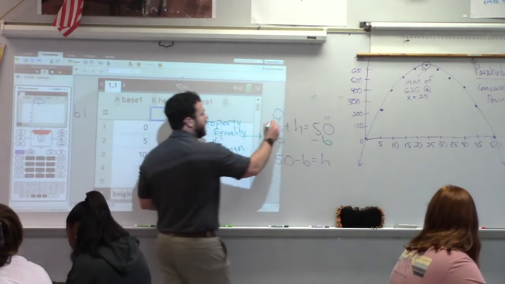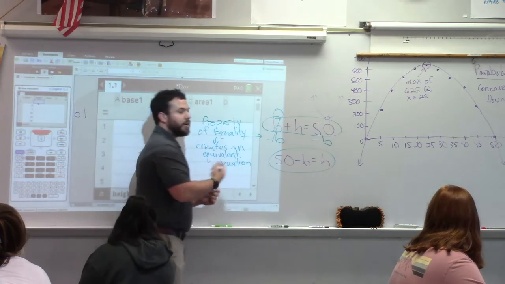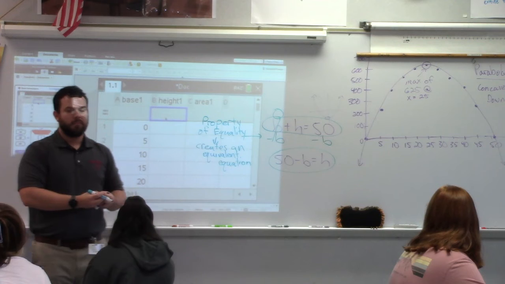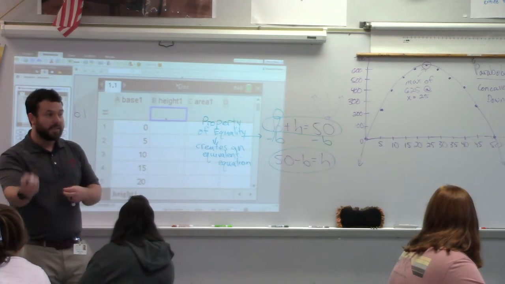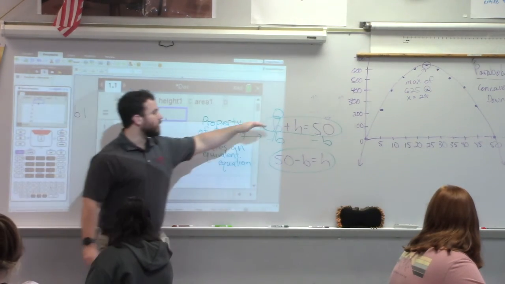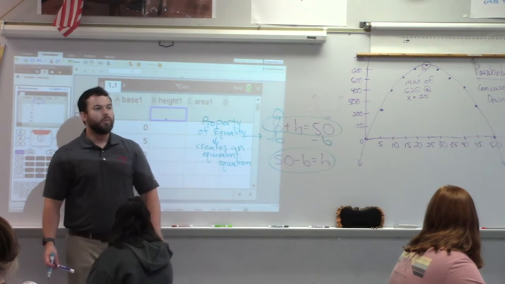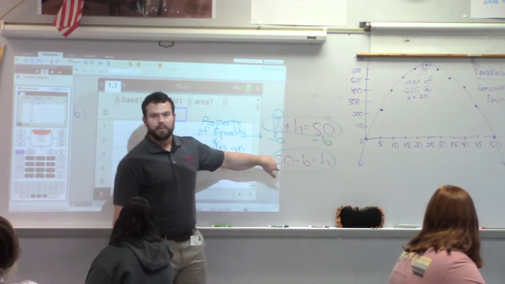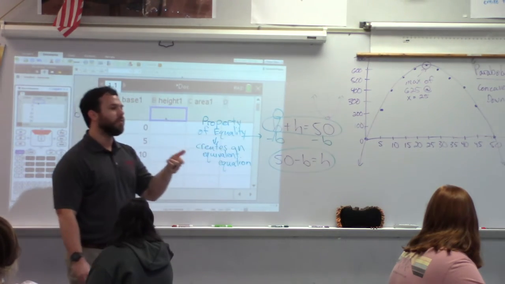Because here's the idea. Does B plus H equal 50 and 50 minus B equaling H, do those look exactly the same? No. Do they mean the same thing? Yes. That's the idea behind equivalent equations. They may look different, but they're telling me the same story in a different way, which is useful here because now I know height is exactly equal to 50 minus the base. And we want equivalent equations so that we can work with them.